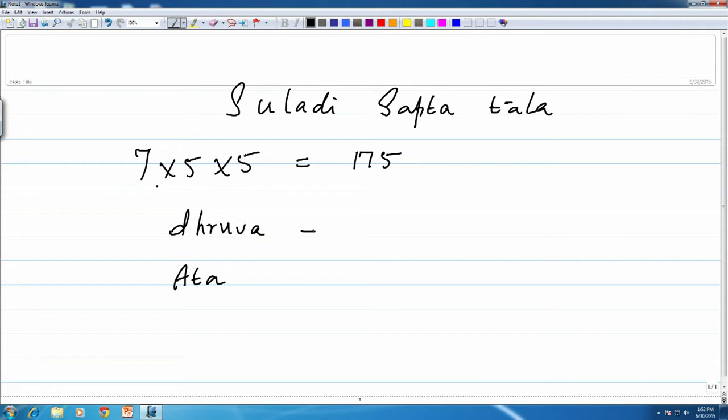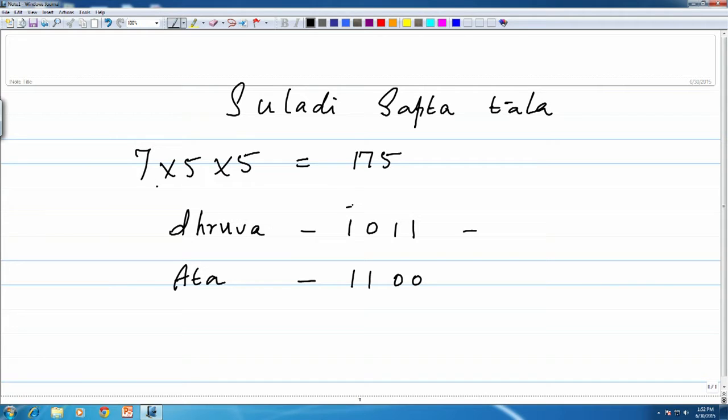Now Dhruva tala and Ata tala are both part of the Suladi Sapta tala, if you remember. Dhruva tala has a structure of 1 0 1 1, that is Laghu, Dhrutam, Laghu, Laghu. Ata tala has a structure of 1 1 0 0. Now suppose we take Chatushra Jati Dhruva tala, then let us see how many beats are there per avartana.